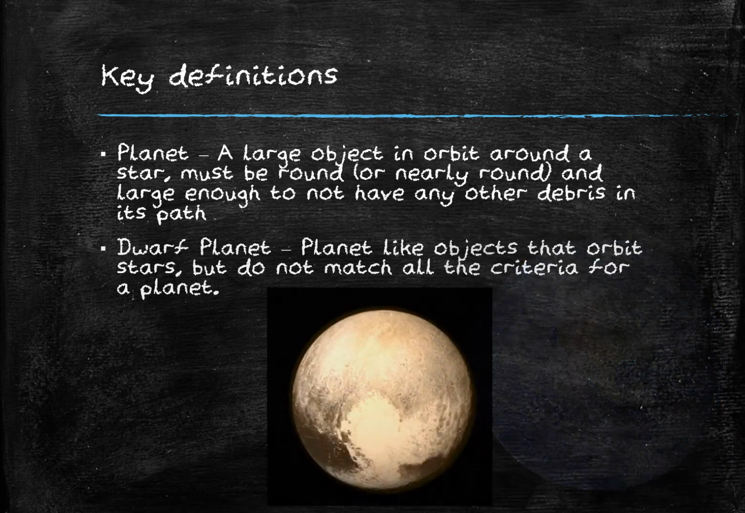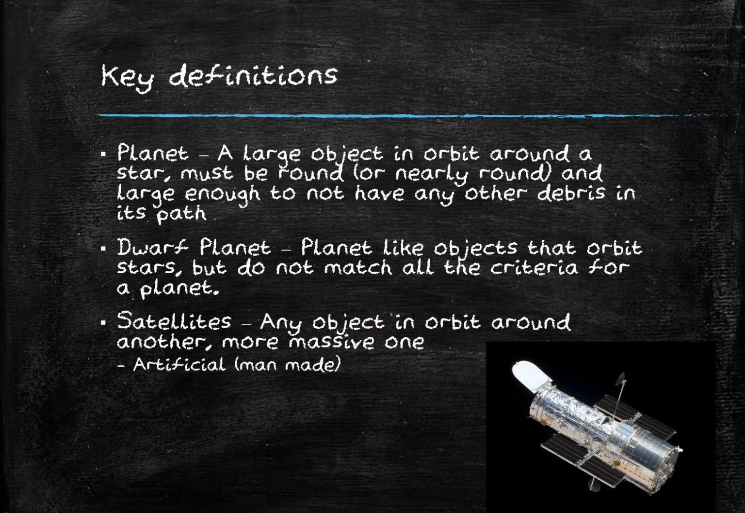Pluto, as I mentioned, is defined as a dwarf planet, and here we've got an image of Pluto. It's a planet-like object that orbits the Sun but does not match all the criteria for a planet. In the case of Pluto, it's not large enough, and it also hasn't cleared its path of debris. There are a lot of other things that share orbital paths with it. Therefore, we define it as a dwarf planet.